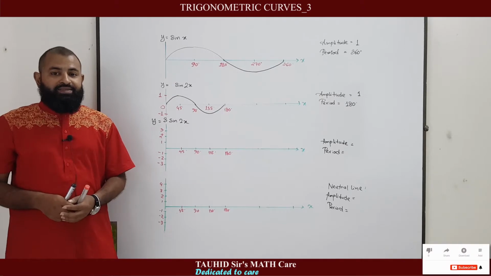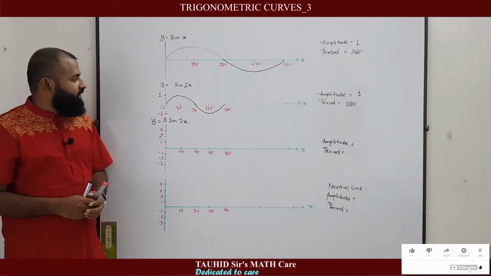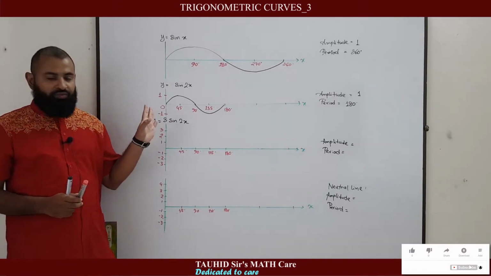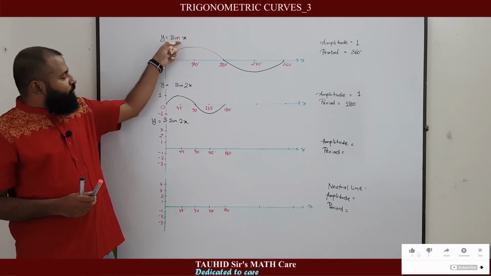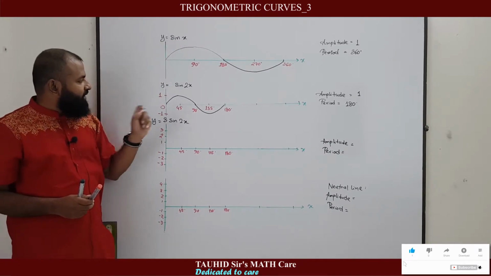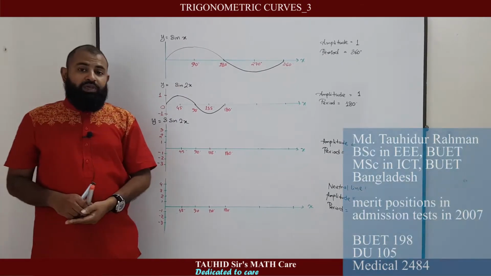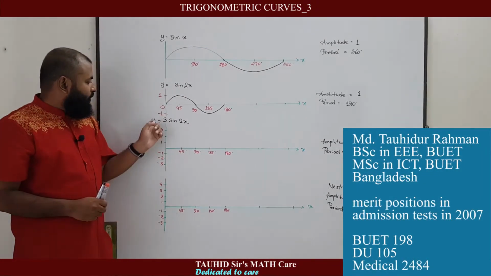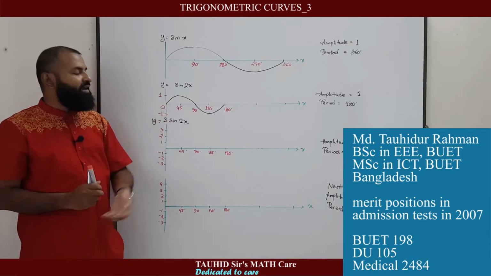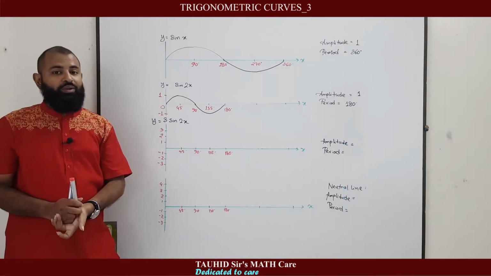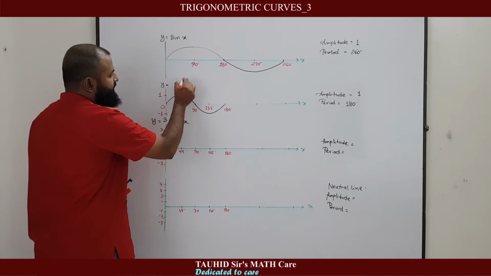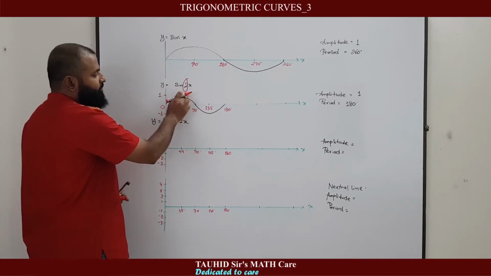We have already seen the impact of period on the trigonometric curve. We have seen the curve of y equal to sin x and we have seen the curve of y equal to sin 2x. Now, if you are told that y equal to 3 sin 2x, what will be the change here? You know that these two has an impact on period.